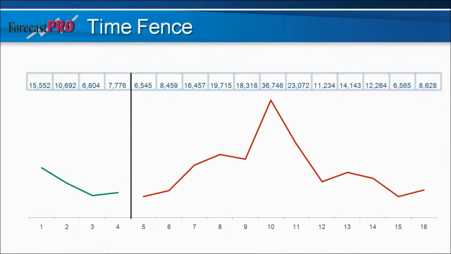So for example, if we look at our data set, at the beginning we have 4 months of history followed by 12 months of forecasts. When you apply a time fence, what you are going to do is freeze, say, the first 4 months of the forecasts because these forecasts have already been set and are already going into production and cannot be changed.